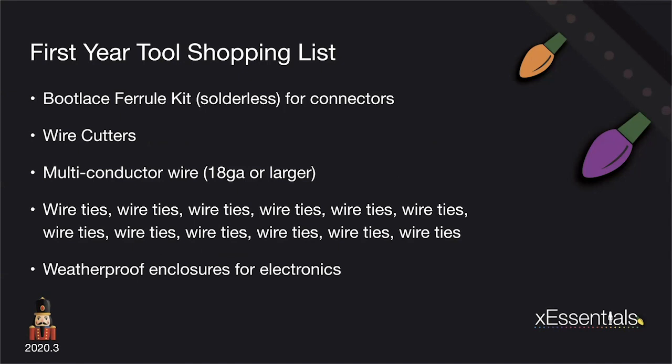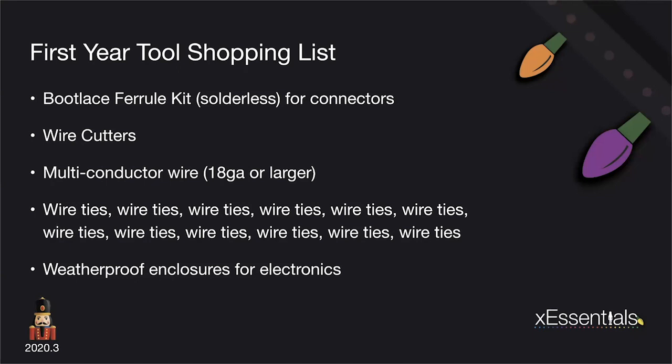Let's see, first year shopping list. I like the bootlace ferrule kit. You can get it from Amazon, and it's basically solderless connectors. So you put them on the ends of your wires, and then you can put those into the connectors for your controllers. Those are actually better than just tinning the wire and sticking them into the connectors. I've heard people have had problems with tinned wires backing out of connectors. I never have, but usually it's just because I didn't get it in there in the first place. But I haven't had any problems since I started using ferrules.